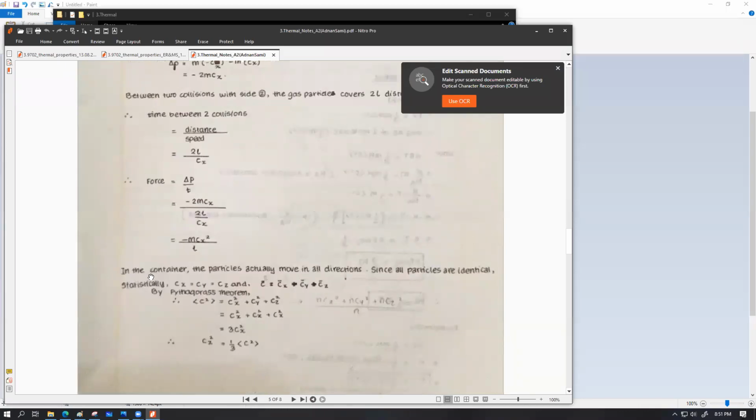The idea was that, this part, pay attention. In the content of the particles actually move in all directions. Since all particles are identical, statistically Cx equals Cy equals Cz, which means whenever the particles are moving along all the three axes, or they are moving in some diagonal direction, statistically we can consider the average velocity along x-axis, y-axis or z-axis would be equal. That gives us c² = cx² + cy² + cz². This comes from the application of two Pythagorean laws, one for a surface diagonal and one for a cuboid diagonal, if you remember.